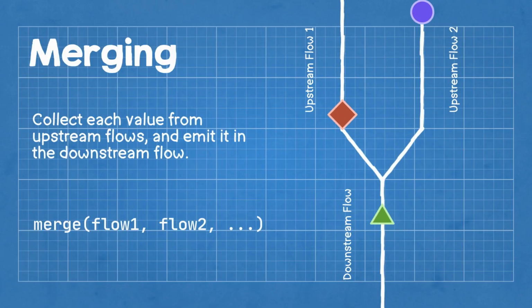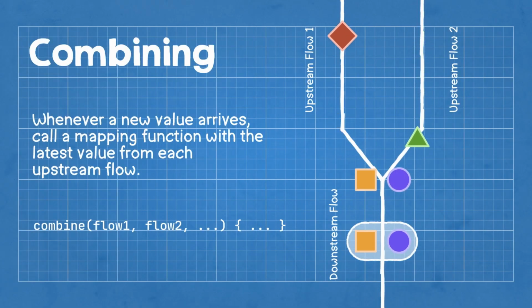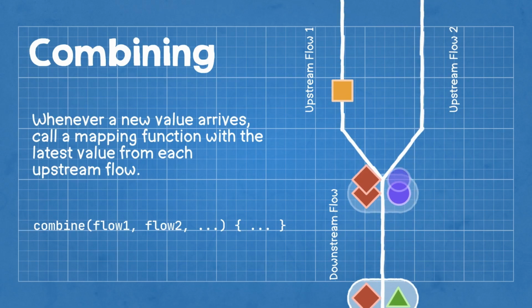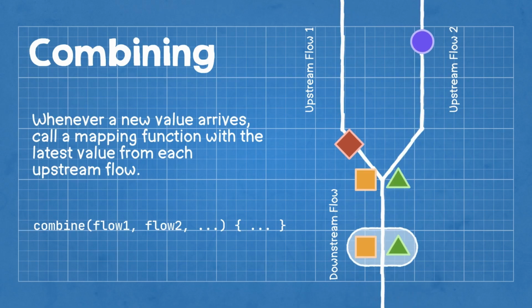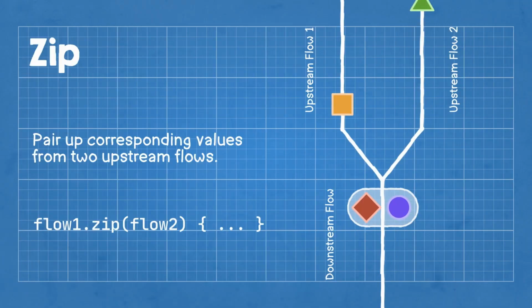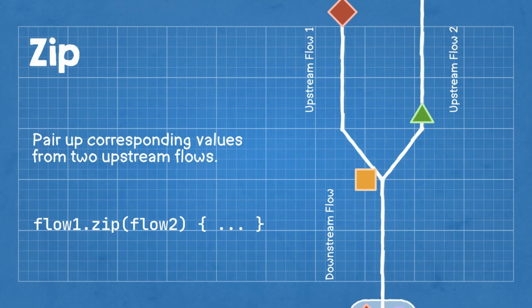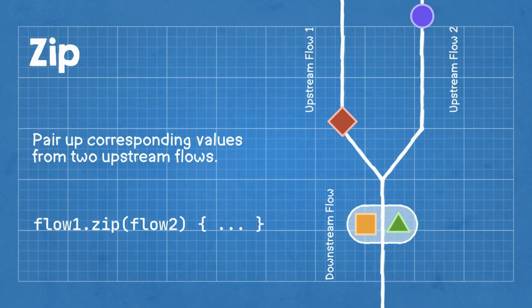So when we've got multiple flows that need to converge into a single flow, we've got a few options that we can choose from. Merge is used to simply forward every element from every upstream flow into the downstream flow. Combine will emit into its downstream flow whenever any of its upstream flows provides a value. It'll use the latest value from each upstream flow, and you can use the lambda to put those values together however you want. And zip will emit into its downstream flow whenever both of its upstream flows have provided a new value. And like combine, you use the lambda to put the two values together however you want.